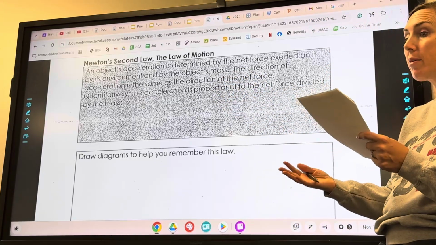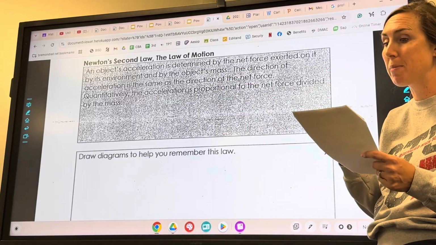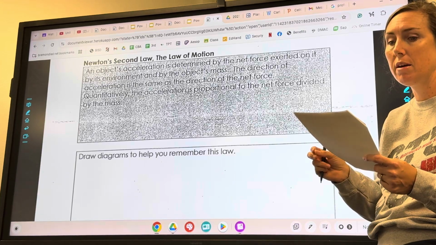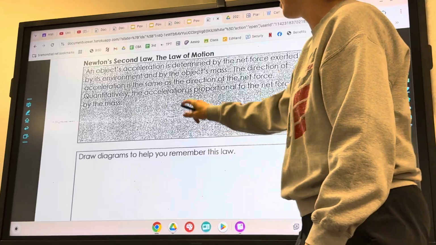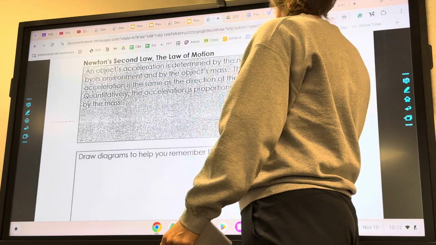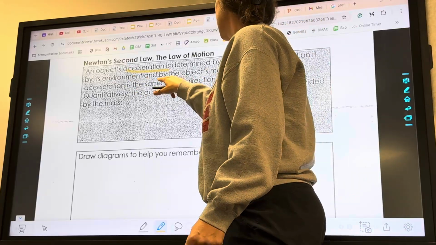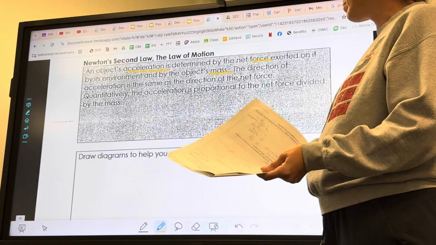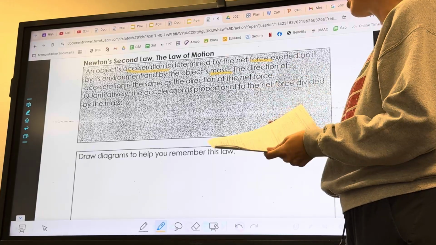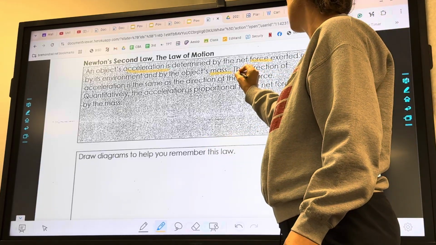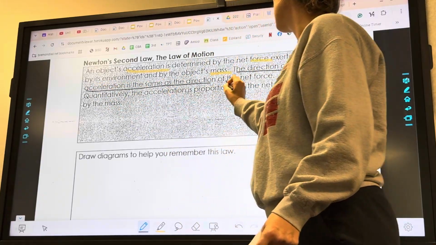An object's acceleration is determined by the net force exerted on it by its environment and by the object's mass. So it's literally just putting acceleration, force, and mass in the same sentence. The direction of the acceleration is the same as the direction of the net force. That's a really good one to know. The direction of the acceleration is the same as the direction of the net force.